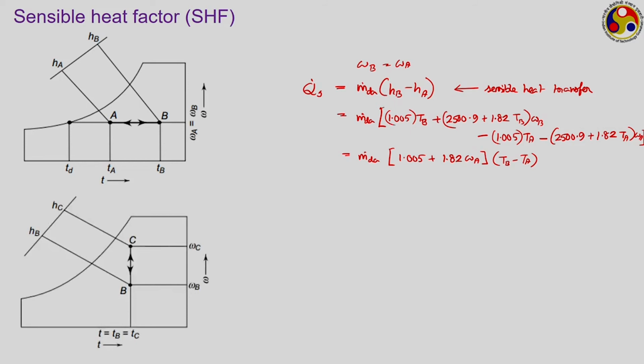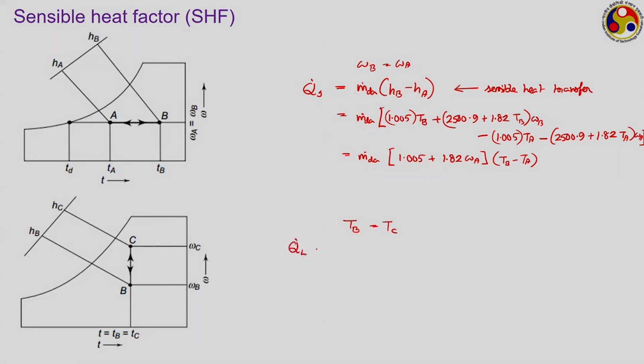Now, what about this particular process? No change in temperature, but change in specific humidity. So, it is a humidification or dehumidification process. B to C is the humidification, C to B is the dehumidification process. Here there is no change in temperature, so we have T B equal to T C.